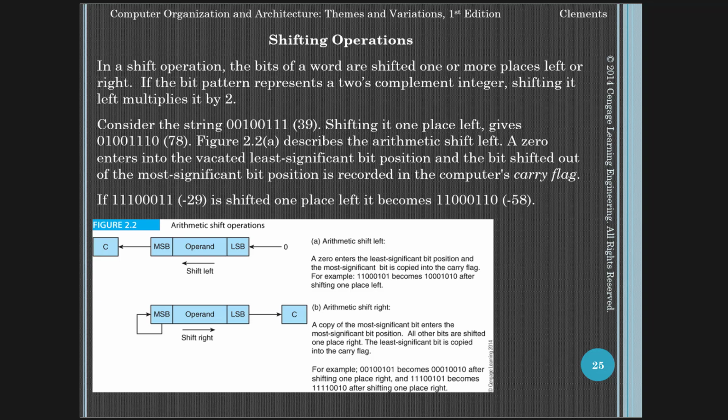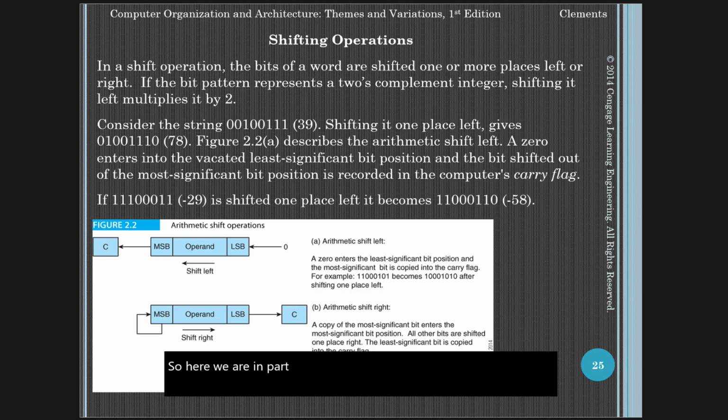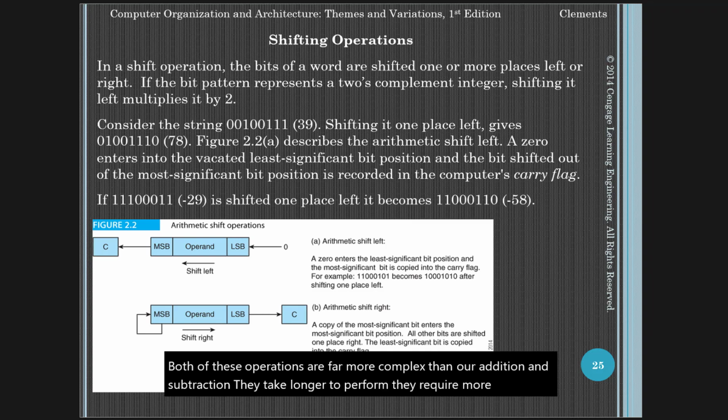So here we are in part 3 of our chapter 2 lecture. We've talked about our addition and subtraction, and now we're going to talk about how computers perform multiplication and division operations. Both of these operations are far more complex than addition and subtraction. They take longer to perform, and they require more complex hardware. Really, we're going to cover just the fundamentals because the actual operation requires a pretty significant amount of math.